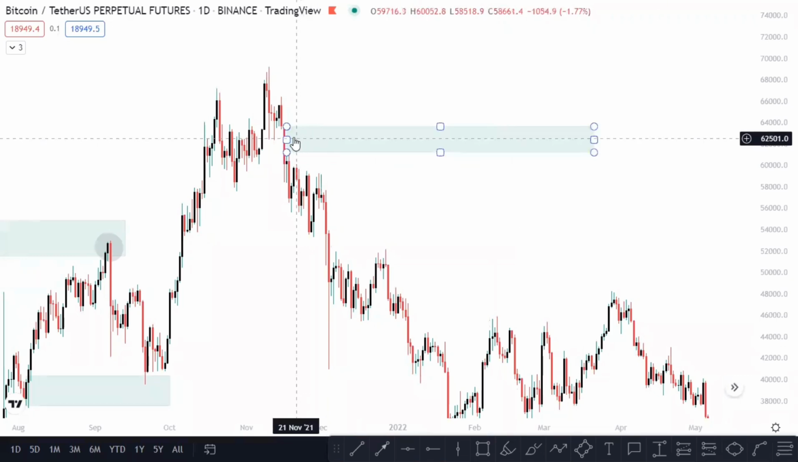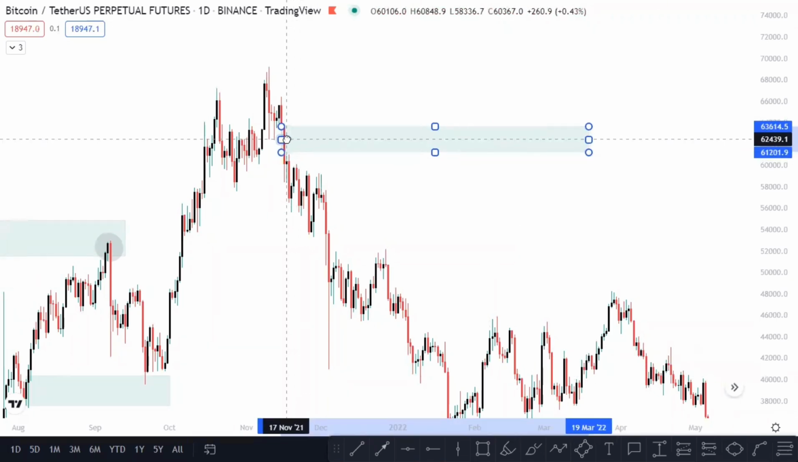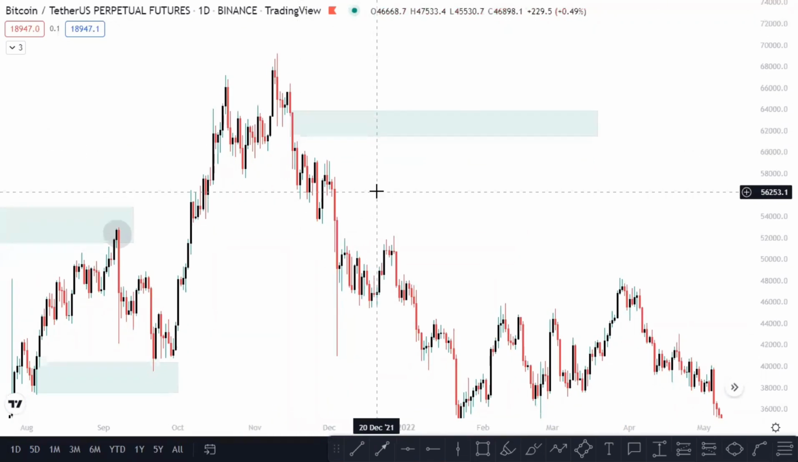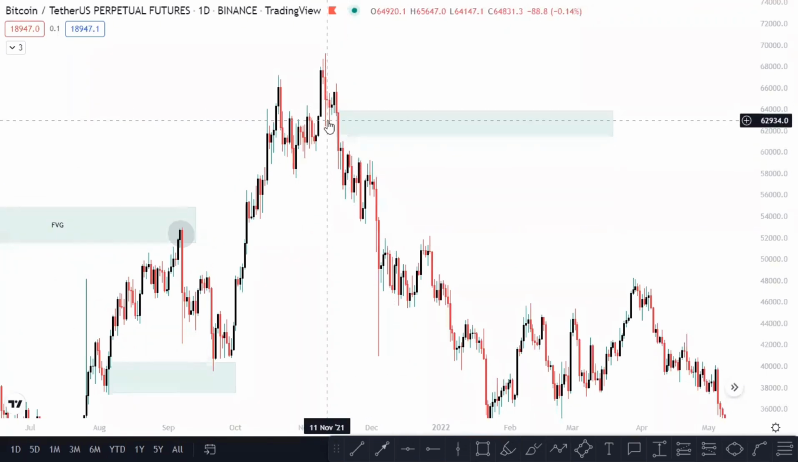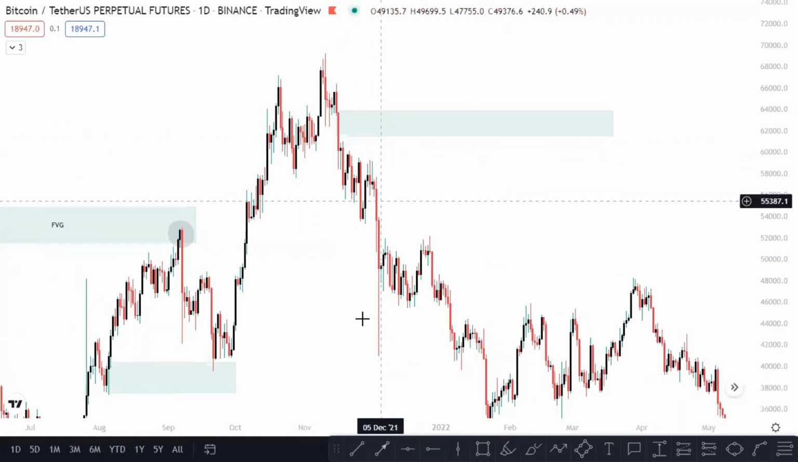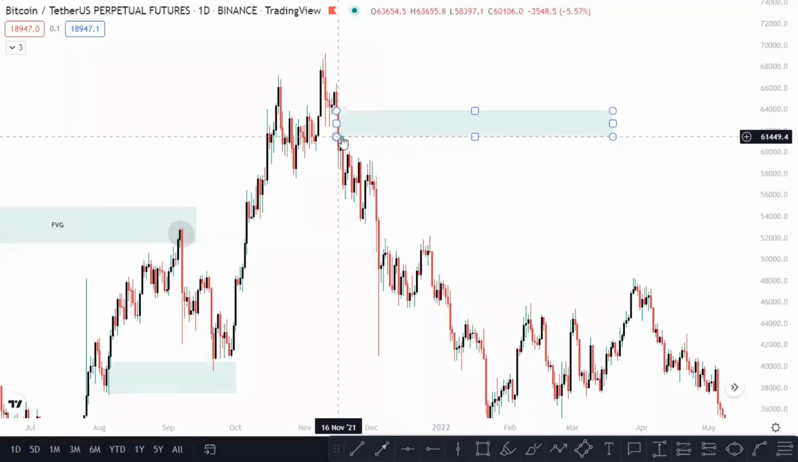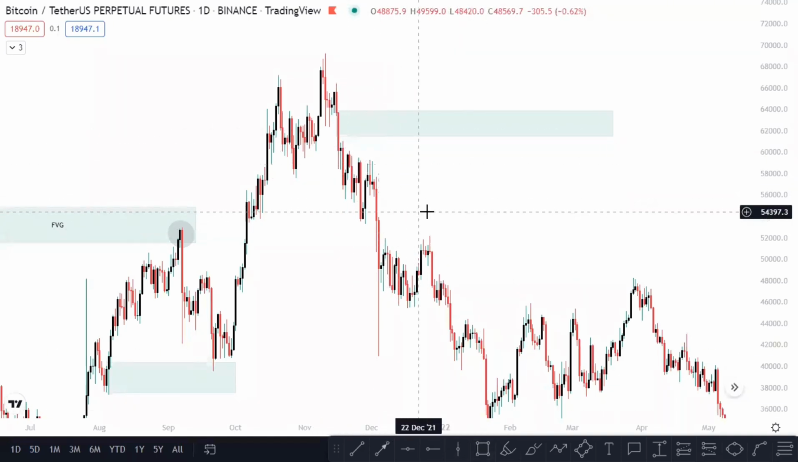We have one fair value gap at this point. Now this is an FVG at this point. You could see the void created in the candlestick. Nothing mitigated that candlestick at all. No wick came into that candlestick. The candlestick is clear, right?